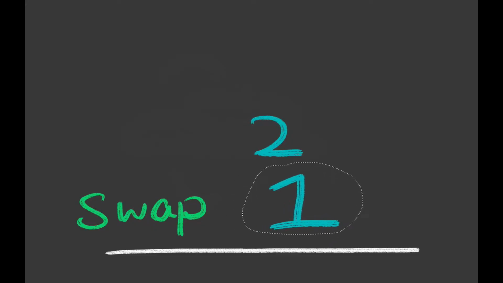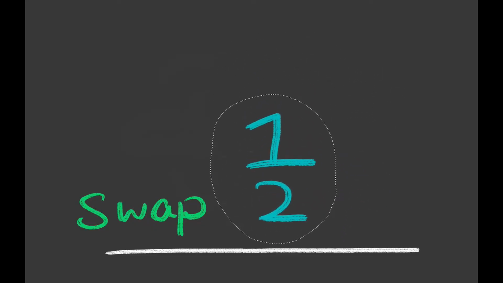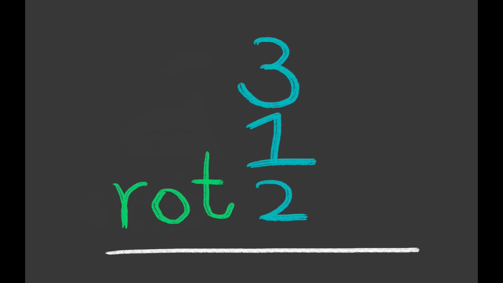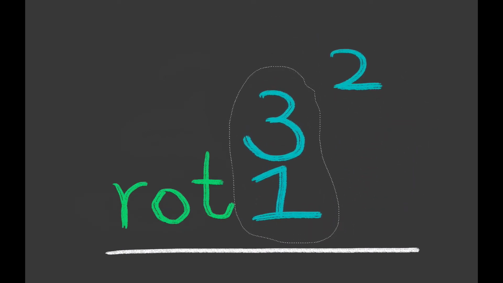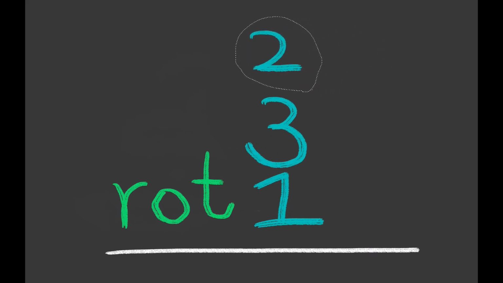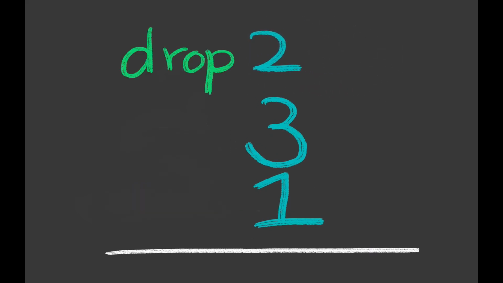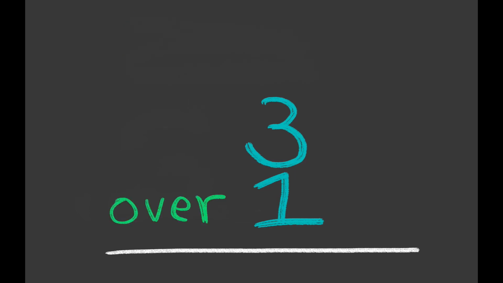The swap subroutine swaps the top two items on the stack. The rot subroutine rotates the third item from the stack to the top, pushing the top two items down. The drop subroutine removes the top item of the stack. The over subroutine duplicates the second item of the stack and puts it on top.